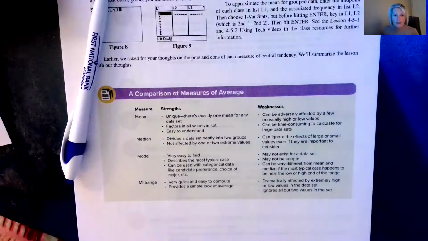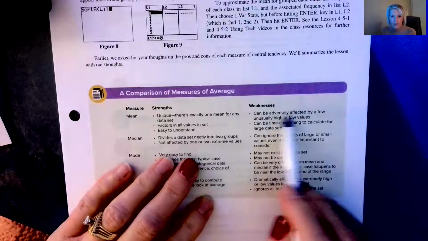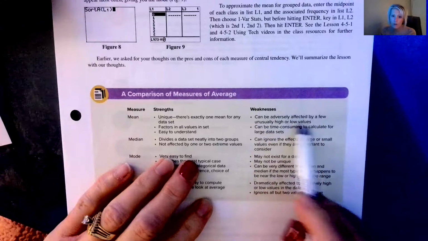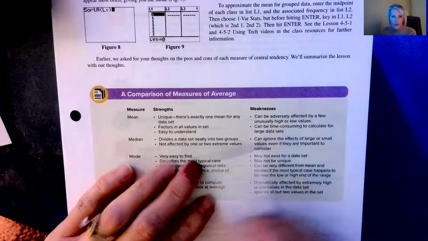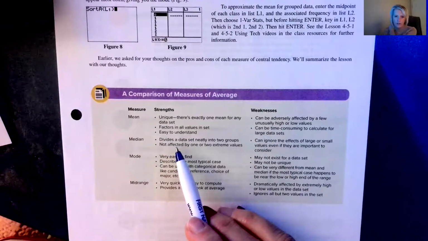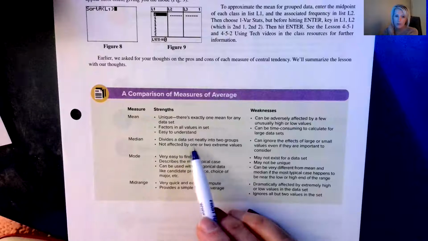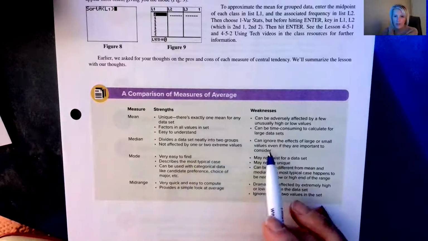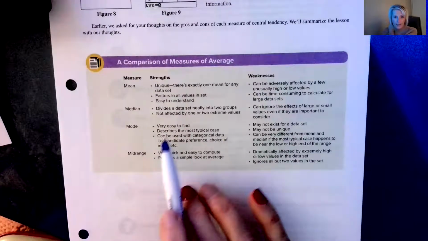The weakness of the mean is it can be adversely affected by a few unusually high or low values and can be time consuming to calculate for large data sets. Now the median divides the data set neatly into two groups, the lower half and the top half. It's not affected by one or two extreme values. That's a good thing. The weakness is it can ignore the effects of large or small values, even if they are important to consider.